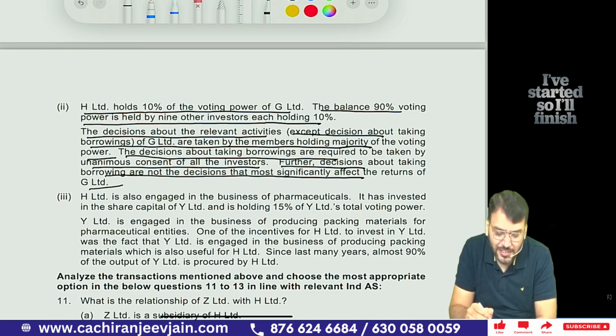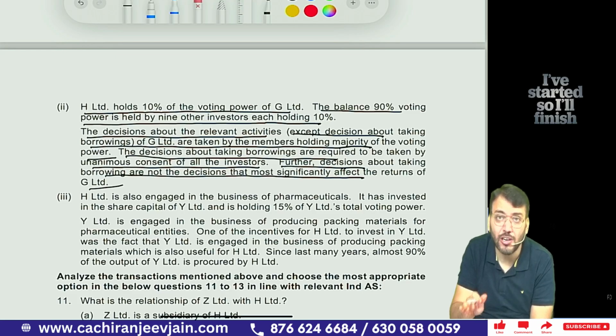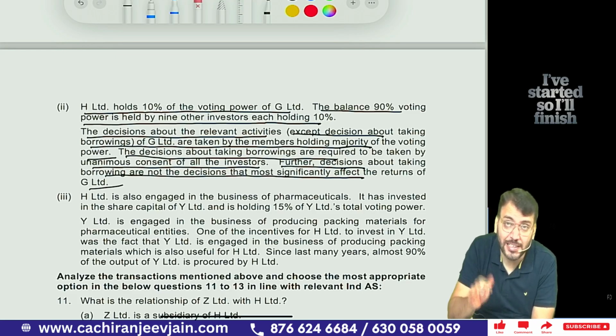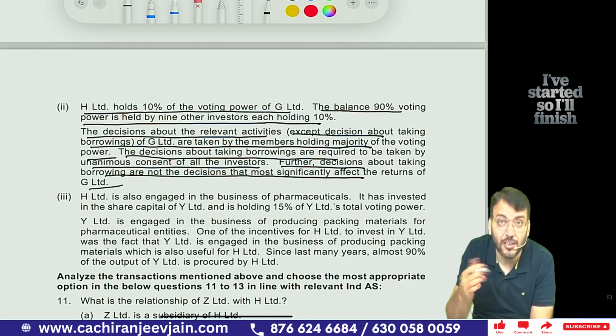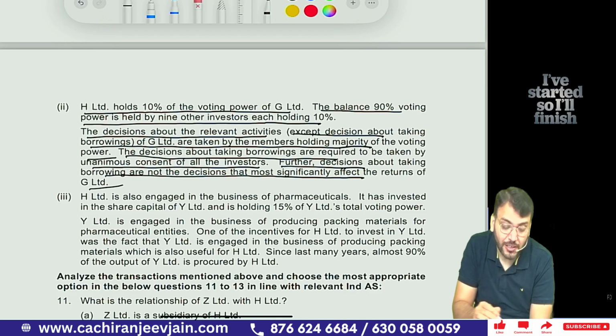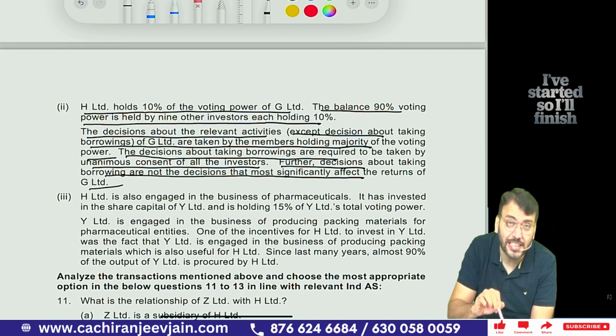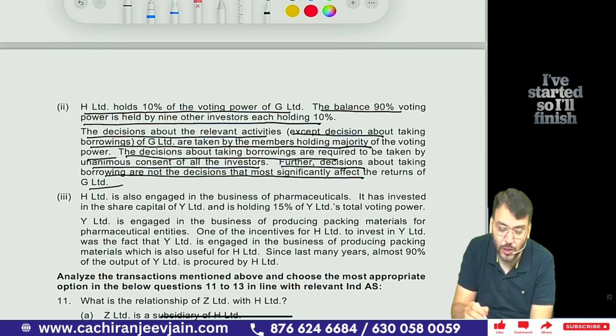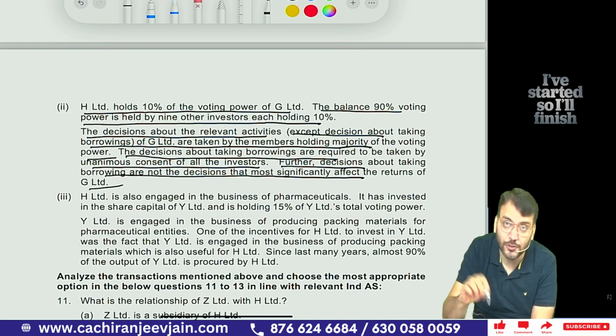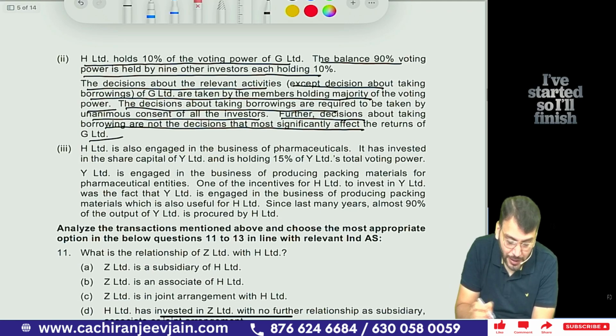One thing is clear, that the decision about borrowing is not a relevant activity, so relevant activities are considered to determine the control. But can you say a unanimous decision is taken to decide about the borrowing? And if unanimous decision is needed, H Limited also needs to be consulted, it indicates that H Limited has significant influence over G Limited, and therefore G Limited becomes an associate of H Limited. Got this point? Yes, sir. Come to point number 3.